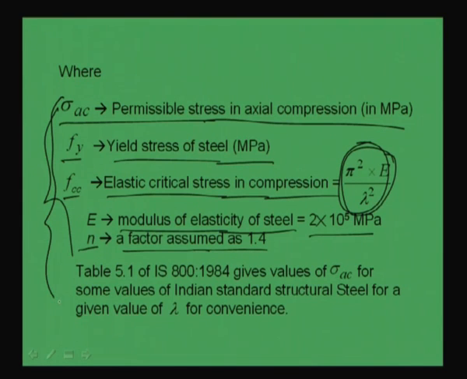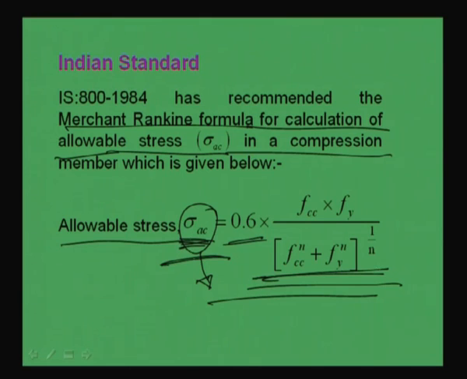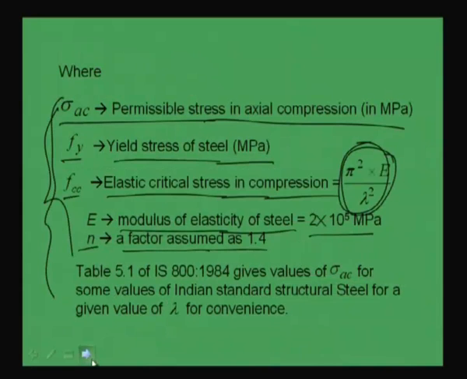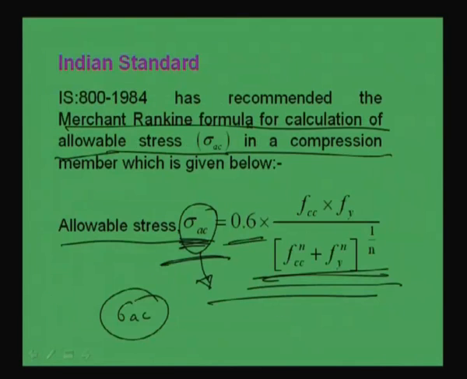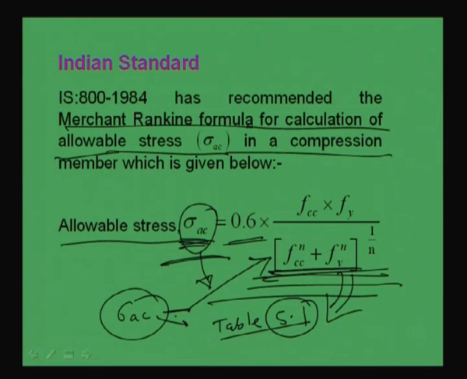Where the different parameters are given, okay. Now with this formula we can find out the value of sigma ac, or in other way we can find it through table 5.1 of IS 800-1984, which is given on the basis of this formula, right. So either we can directly calculate the allowable stress sigma ac from this formula, or it can be found from table 5.1, where the values have been given from this formula only, okay. Because this is a big formula, in place of calculating all this we can simply use table 5.1 and find out the value of sigma ac, right.